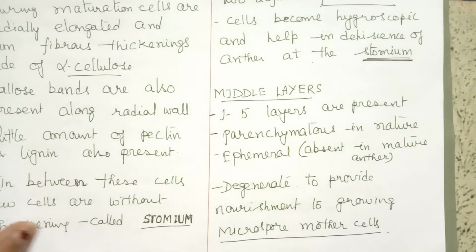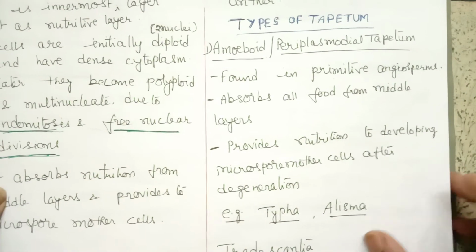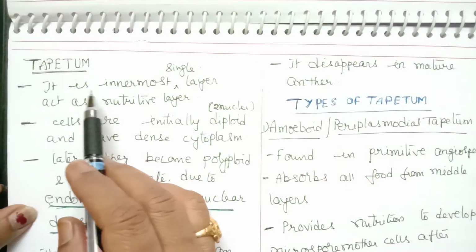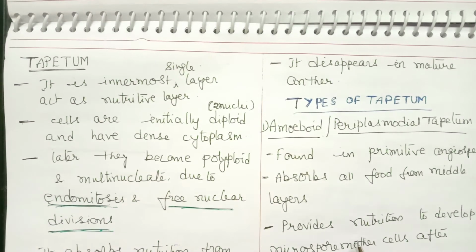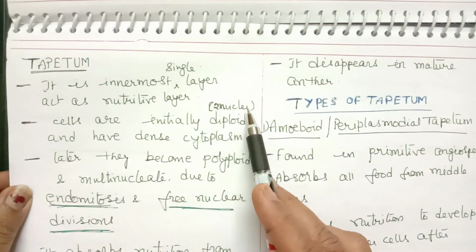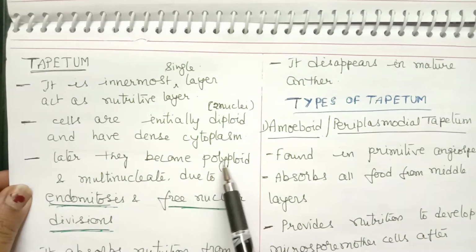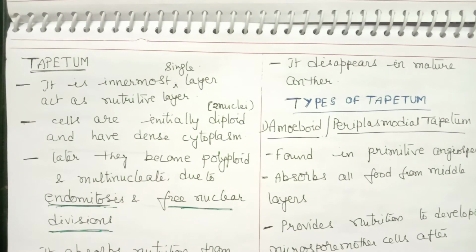Now let us see the innermost layer of the anther wall. The innermost layer of the anther wall is called the tapetum. Tapetum forms the innermost layer of the anther wall, and the function of tapetum is nutritive. It provides nutrition. Cells are initially diploid with 2 nuclei present, and they have dense cytoplasm, and later become polyploid and multinucleate due to endomitosis and free nuclear division.